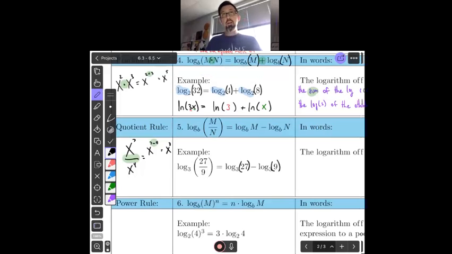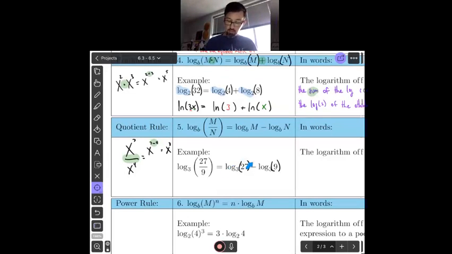So if you don't know what log base 3 of 27 divided by 9 is, you can rewrite it as log base 3 of 27 minus log base 3 of 9. Log base 3 of 27: 3 to the what is 27? That'd be 3. And log base 3 of 9: 3 to the what is 9? That'd be 2. So 3 minus 2 would be 1. That makes sense because 27 divided by 9 is 3, and log base 3 of 3 is 1.